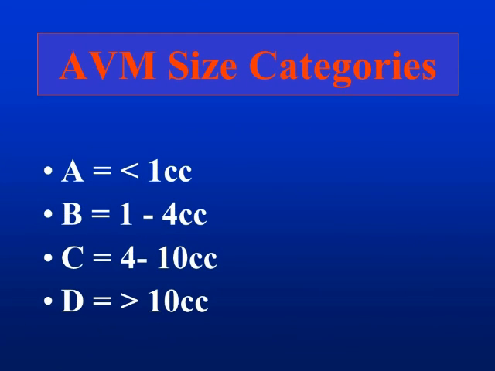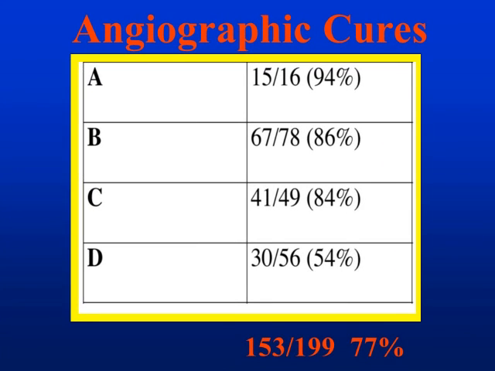So let's look at the results for the whole group. We're going to divide the AVMs into different size categories. We have very few A's, but they would be very small AVMs. B is 1 to 4 cc's, C is 4 to 10, and D is greater than 10. And again, greater than 10 is getting to be in the group where we know our success rate is going to drop off.